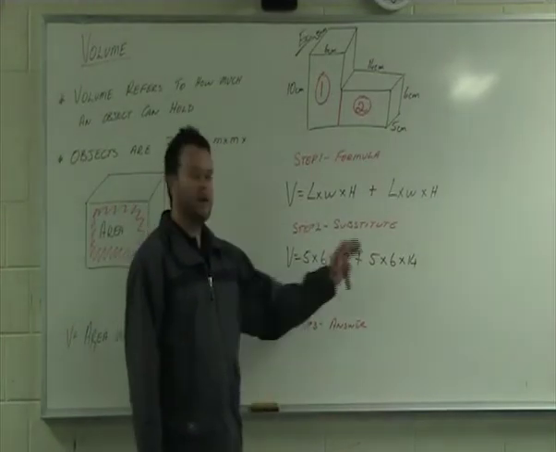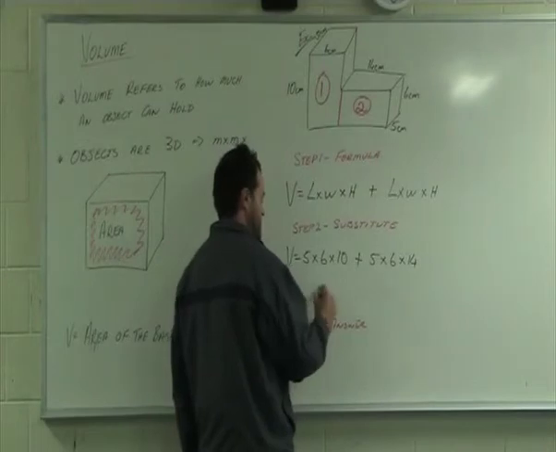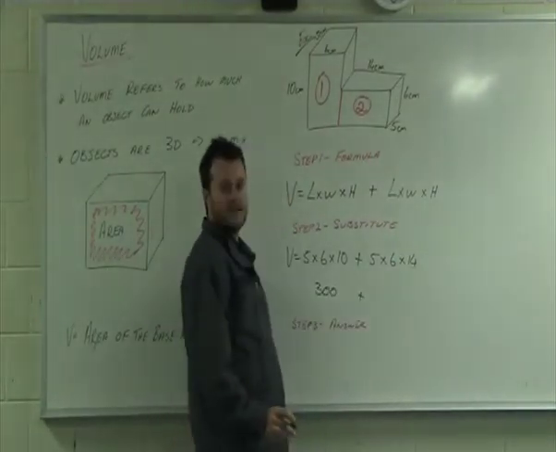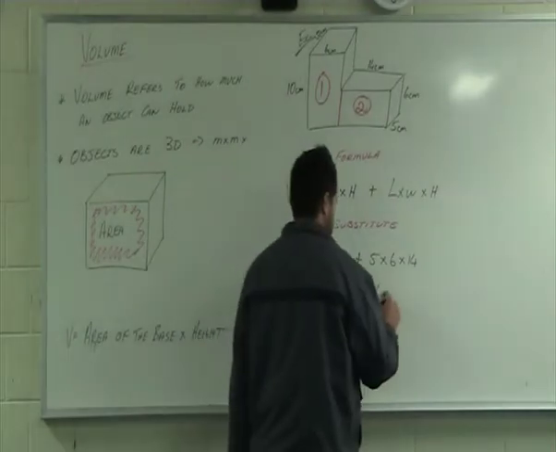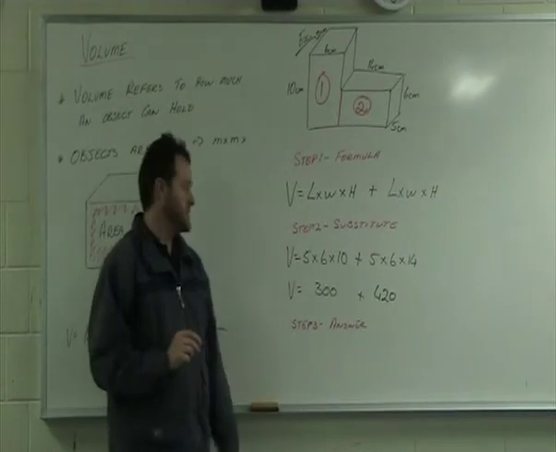Okay? Now instead of putting all that in our calculator, what we're going to do is break it down a little bit. 5 by 6 by 10 is 300. 5 by 6 by 14 is 420. Okay, breaking it down so it's easy.